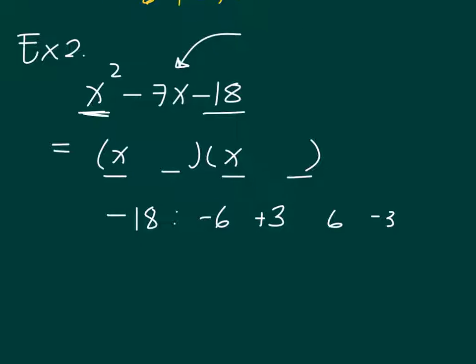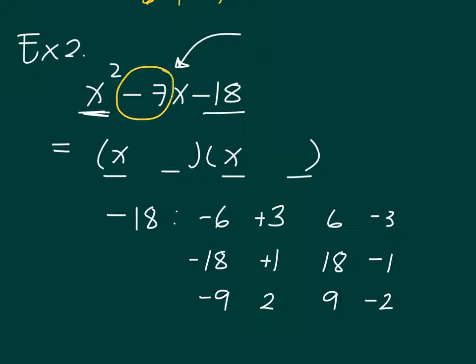What else? We can have 18 and 1, negative 18, positive 1, or positive 18, negative 1, or even negative 9 and 2, or 9 and negative 2. So there are actually 6 pairs of numbers that we can choose from. However, our guide is this: the sum of the numbers in the pair should be equal to negative 7.